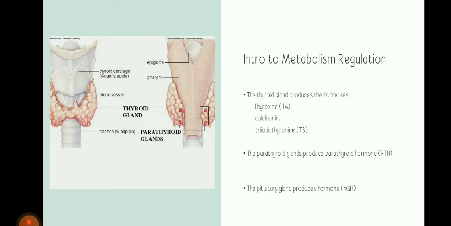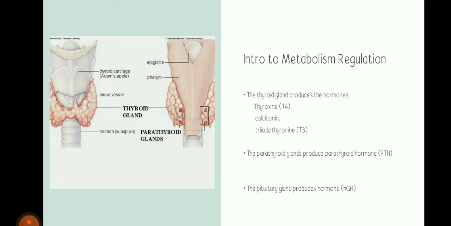So, there are three glands involved in metabolism regulation. First, the thyroid gland produces the hormones thyroxine or T4, calcitonin, and triiodothyronine or T3. Second, the parathyroid gland produces parathyroid hormone or PTH, which helps to maintain the right balance of calcium in the bloodstream and in tissues that depend on calcium for proper functioning. This is especially important for nerve and muscle function as well as bone health.